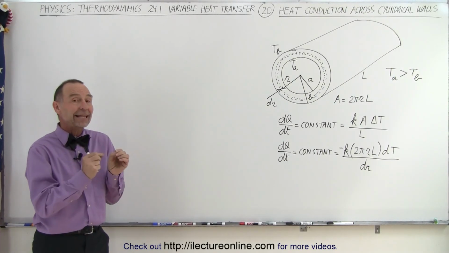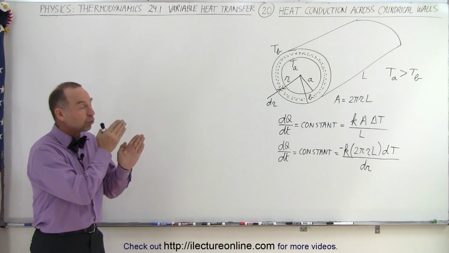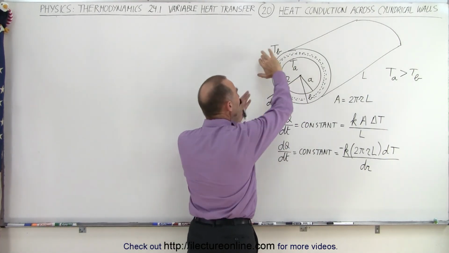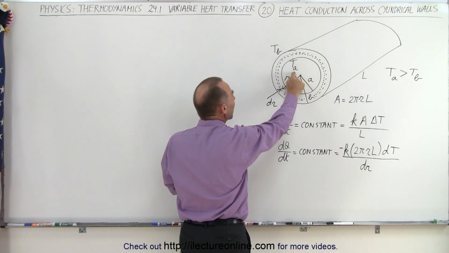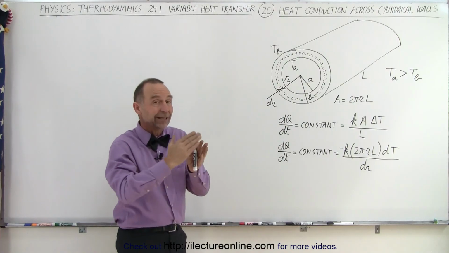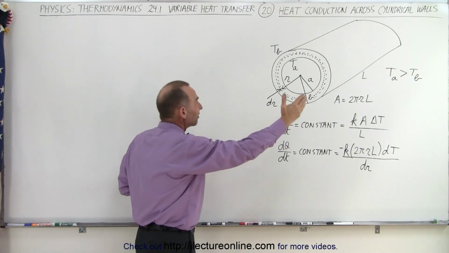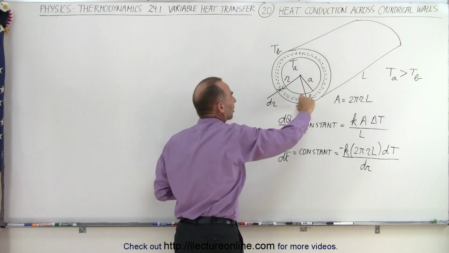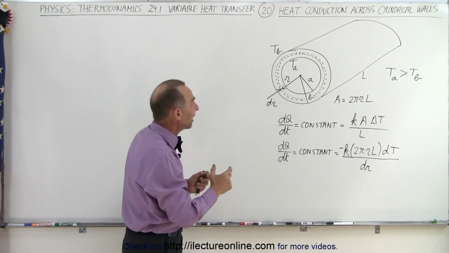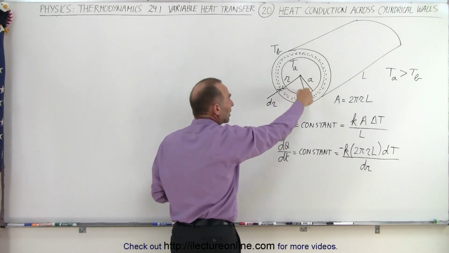Now we're going to calculate the amount of heat traveling across the wall of a cylinder. So let's say we have an inside and an outside. The temperature on the inside is TA. The temperature on the outside is TB. Assuming that TA is warmer than TB, heat will flow from the inside through the outside, through this cylindrical wall, I should say. And let's say that the inner radius is A, the outer radius is B.